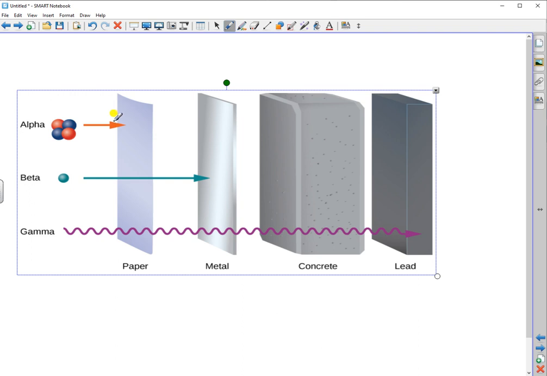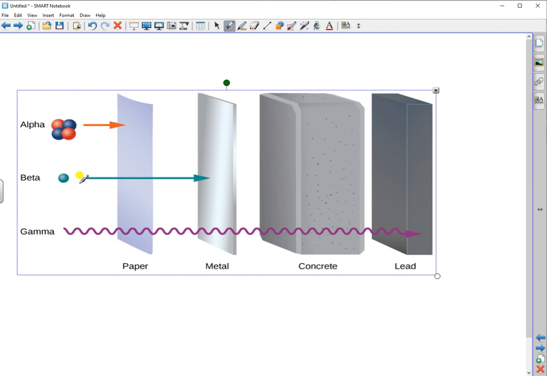You can stop it with paper, you can stop it with air, just 10 centimetres, 20 centimetres of air is easily enough to stop alpha radiation. Skin is enough to stop alpha radiation. So alpha is very, very easily stopped. It's literally just a few centimetres of air or just a sheet of paper. Now beta radiation, which is the electron, obviously it's got a smaller charge, it's got a negative charge, you'll remember. It's a lot smaller and it's moving a lot more quickly. Now it can go through paper with no problems whatsoever.